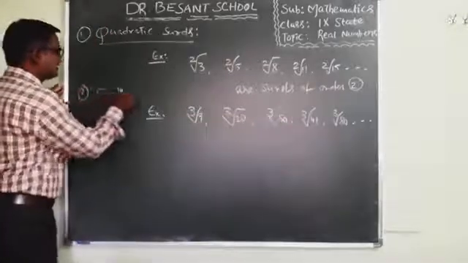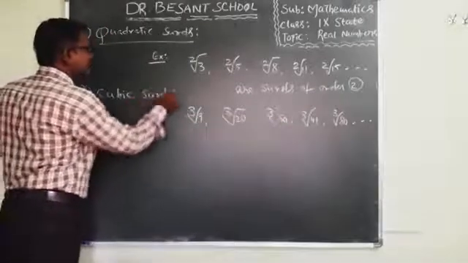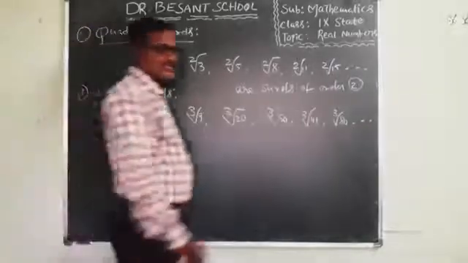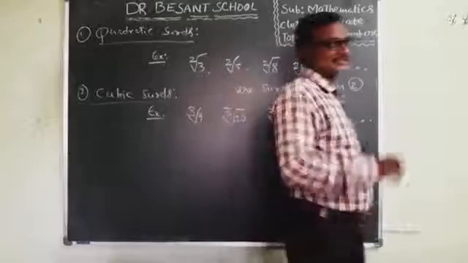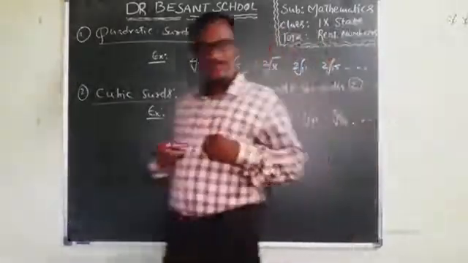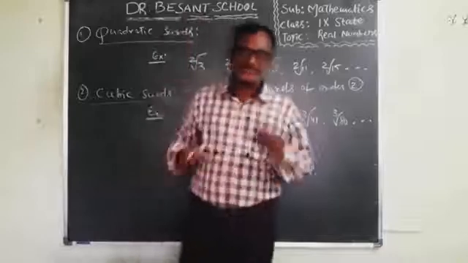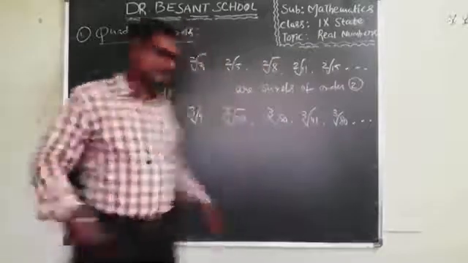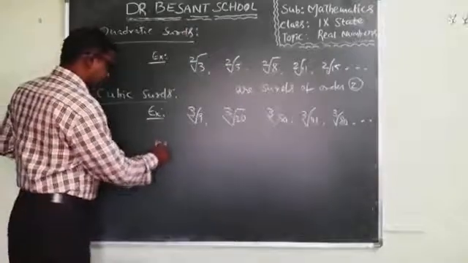They are said to be what? Cubic surds. So the surds of order 3 are called cubic surds. Now tell me, what is the order of cubic surds? 3. Okay, children. Now once verify.